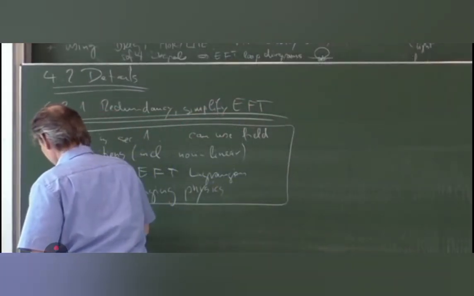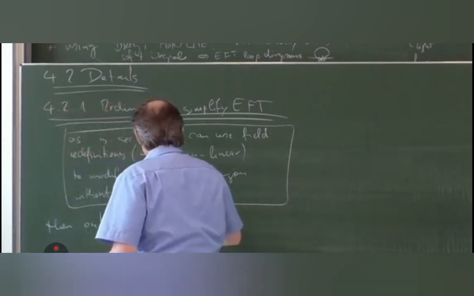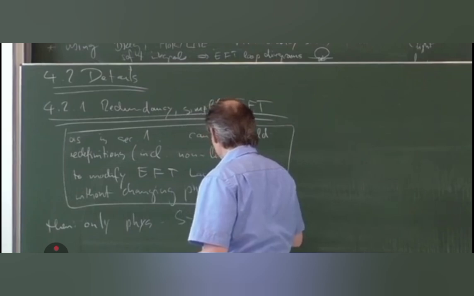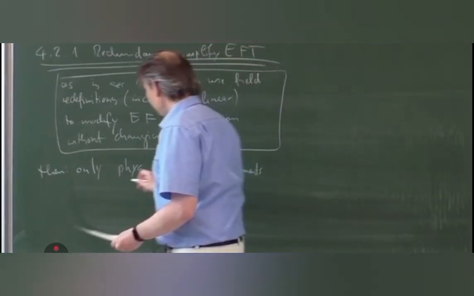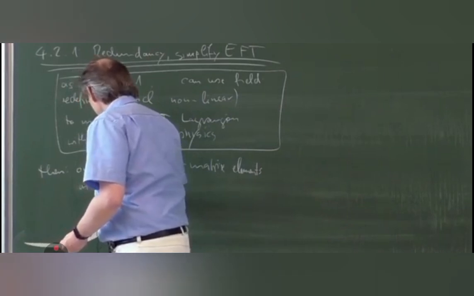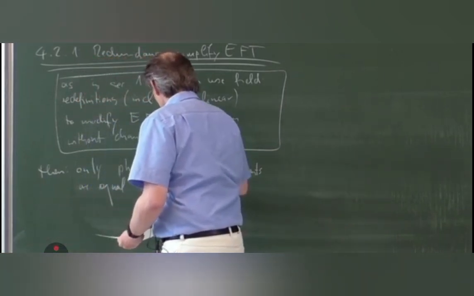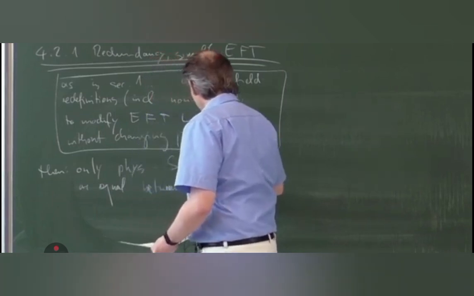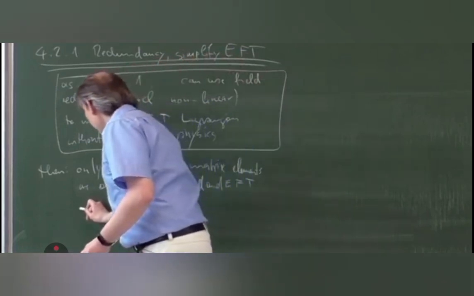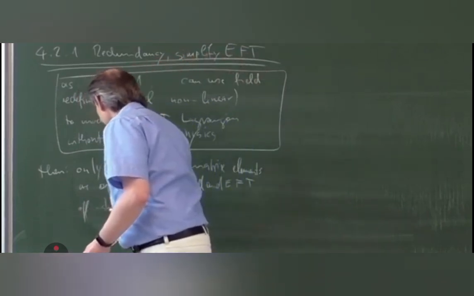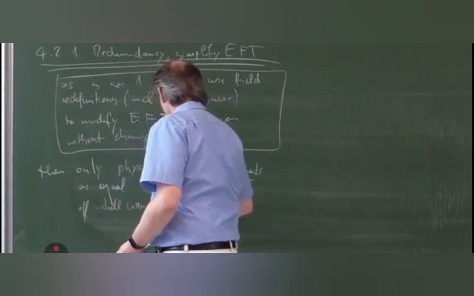So then only physical S matrix elements or similar quantities are equal between the full and effective field theory, while off-shell green functions differ.